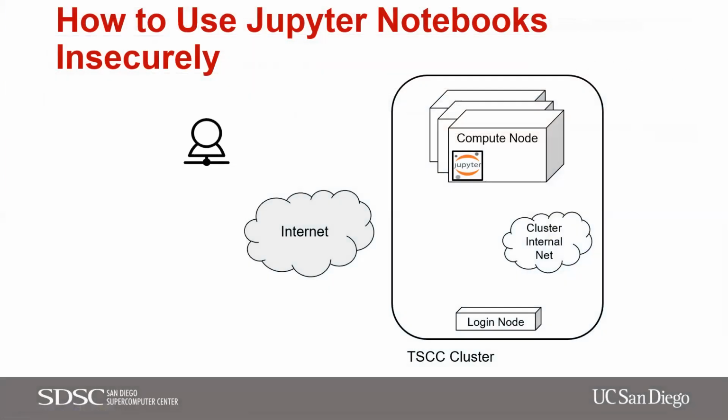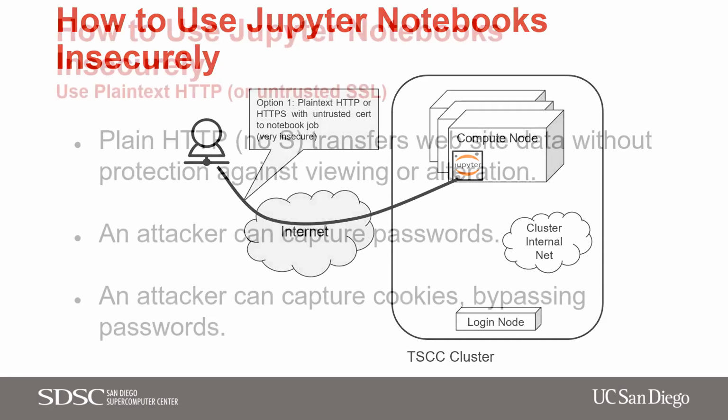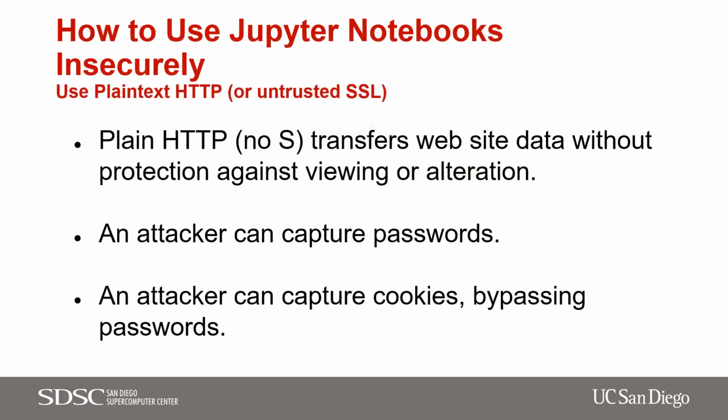All right, so let's refer back to this diagram. And what you've noticed is that we've been interacting directly with the Jupyter notebook that's running on the compute node. And it's plain text HTTP or HTTPS with an untrusted cert. And, yeah, that's kind of insecure. And we're going to talk about why that's insecure.